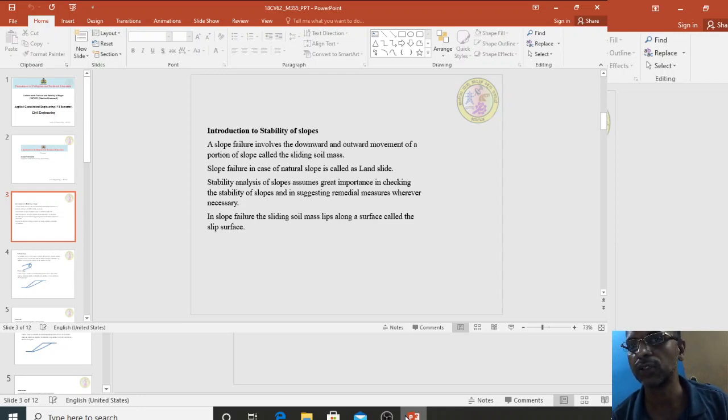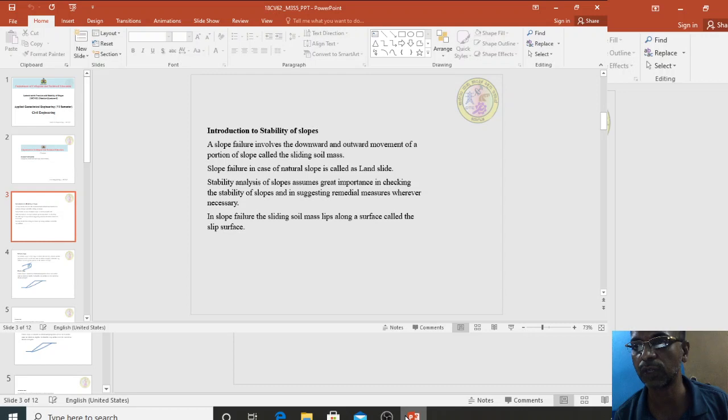If it is a natural slope failure, like the sliding of a hill or mountain, then it is called a landslide. Whereas when a man-made embankment slope fails, upstream or downstream, it is called an artificial slope failure, that is, a man-made failure.